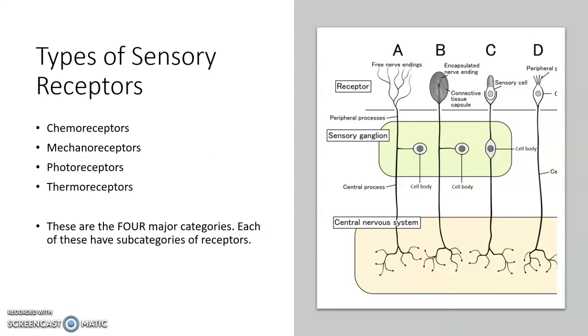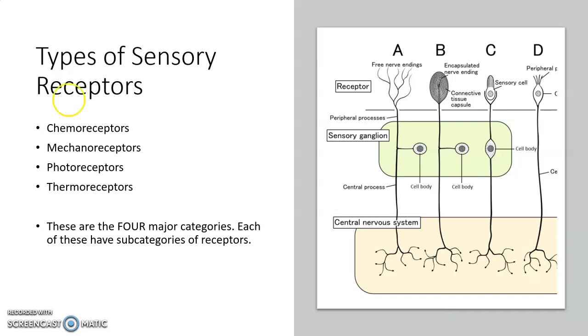All right, so there are 4 main categories of sensory receptors. I have them listed here: chemical receptors, mechanical receptors, photoreceptors, and thermoreceptors. There are more subcategories within each of these, but these are the 4 main groupings.